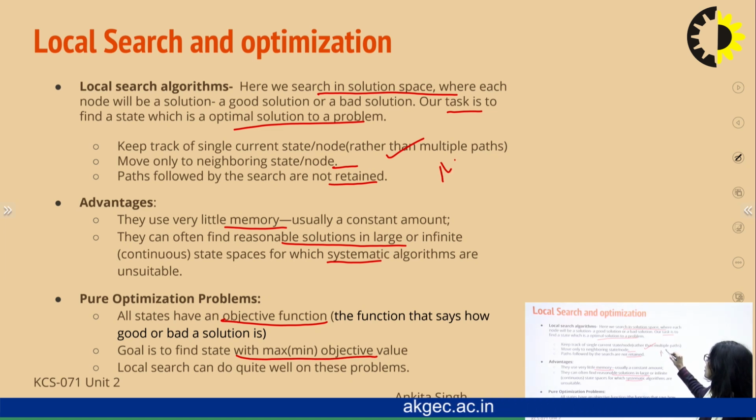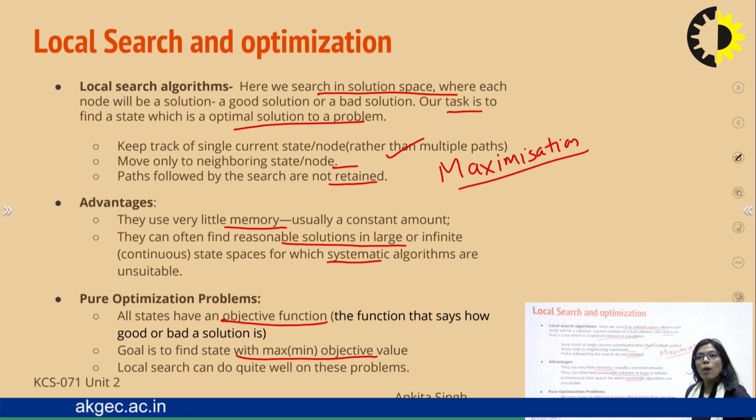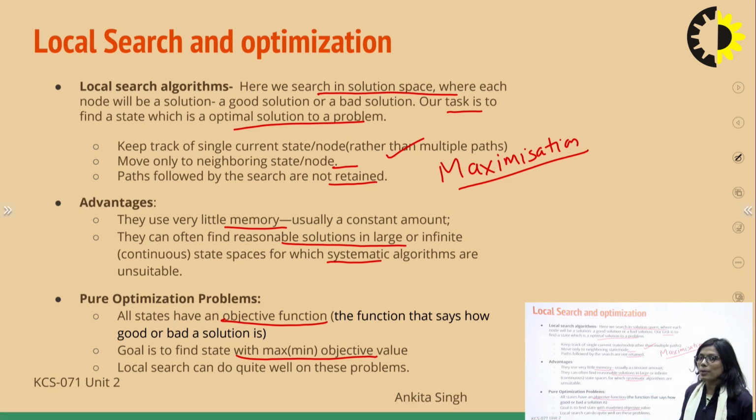So if it is a maximization problem, we need to maximize the objective function value, and if it is a minimization problem, we have to minimize the objective function value. Our goal node will be the node which has the maximum value of the objective function in the case of a maximization problem, and in the case of a minimization problem, our goal node will be the node which has the minimum value of the objective function.